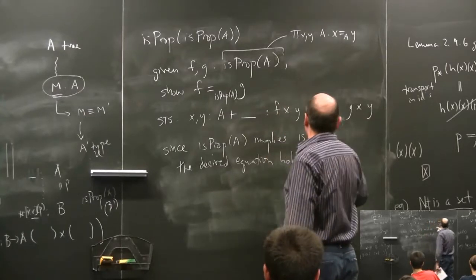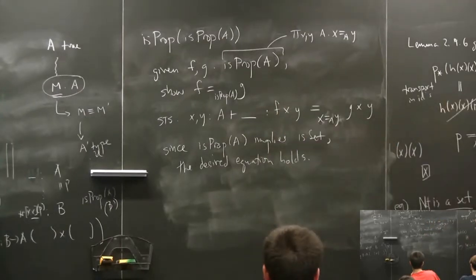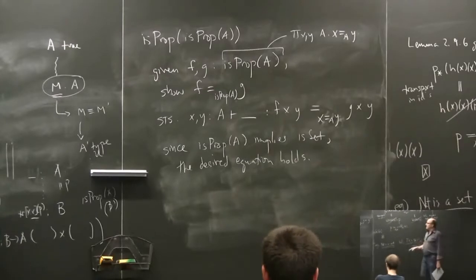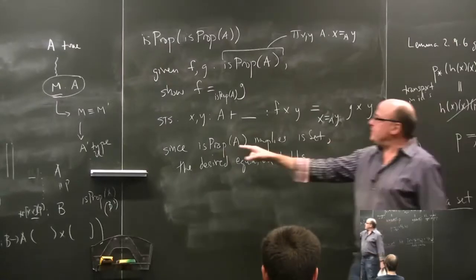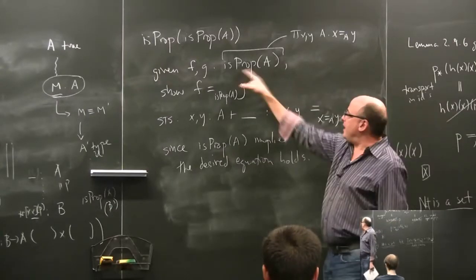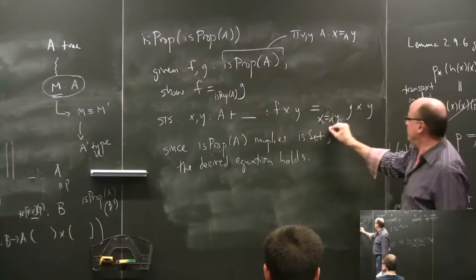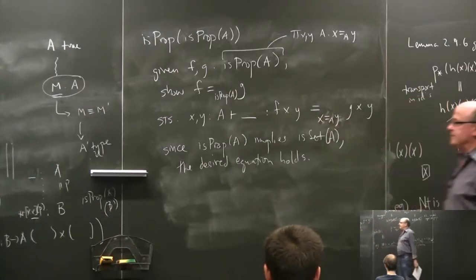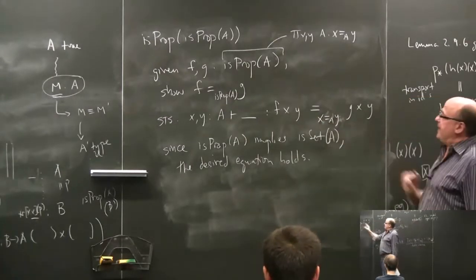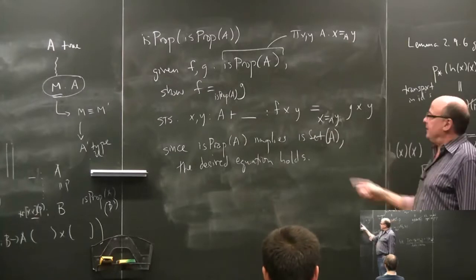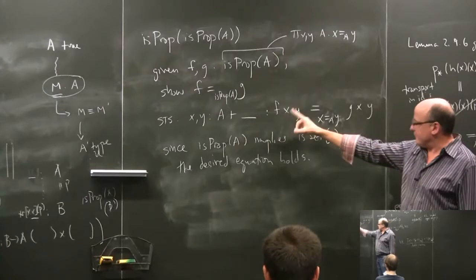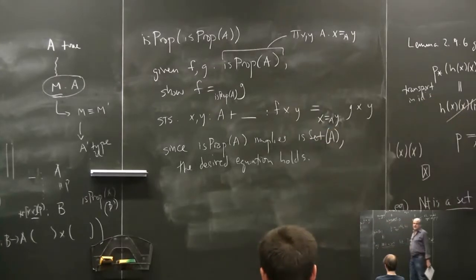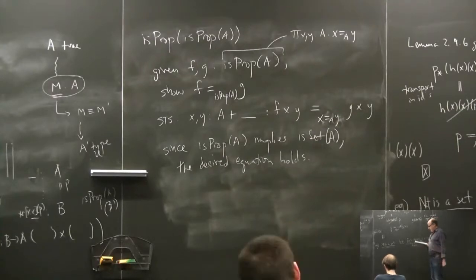Why? Because there's at most one proof of an equation. So I have two proofs of that equation, x equals_A y, and they have to be equal because being a prop, which I assume here twice, means for sure is set of A. And so if it's a set, it means that for the equality x equals y in A, any two proofs of that fact, this one and this one, are equal. Okay, and we're done. So that's a typical thing.